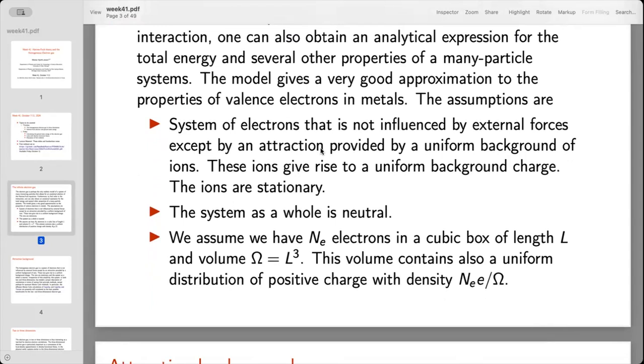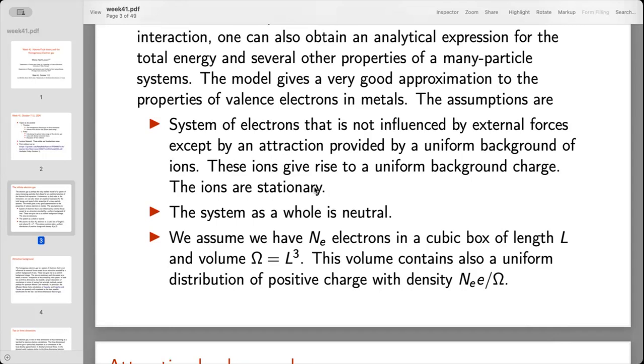We assume that this is a system of electrons that is not influenced by external forces, except by an attraction provided by a uniform background of ions. If you're thinking of the valence electrons, these are the electrons which give rise to conductivity properties in metals. If you think of a metal with a given lattice structure, and in every lattice site there is an atom, these electrons see an atom, which sets up a field.